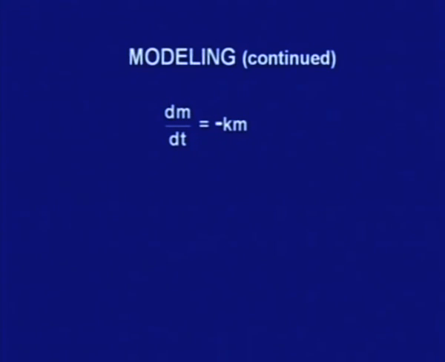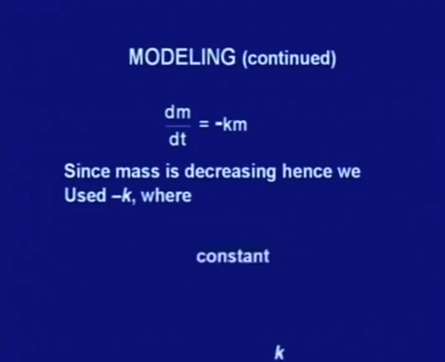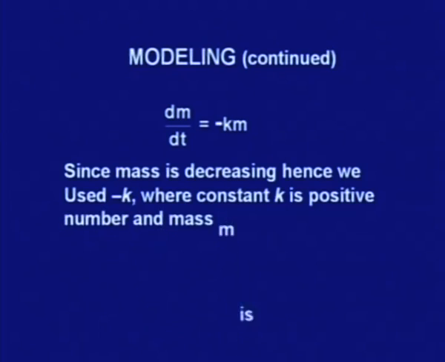Now, see, here I have used a minus sign. Why? Whatever the mass present in the isotope, it will always be a positive number, and it is decreasing. k I have used as a positive constant. So I have to use the minus sign, because as time changes, the mass is decreasing. So the rate of change should be negative.